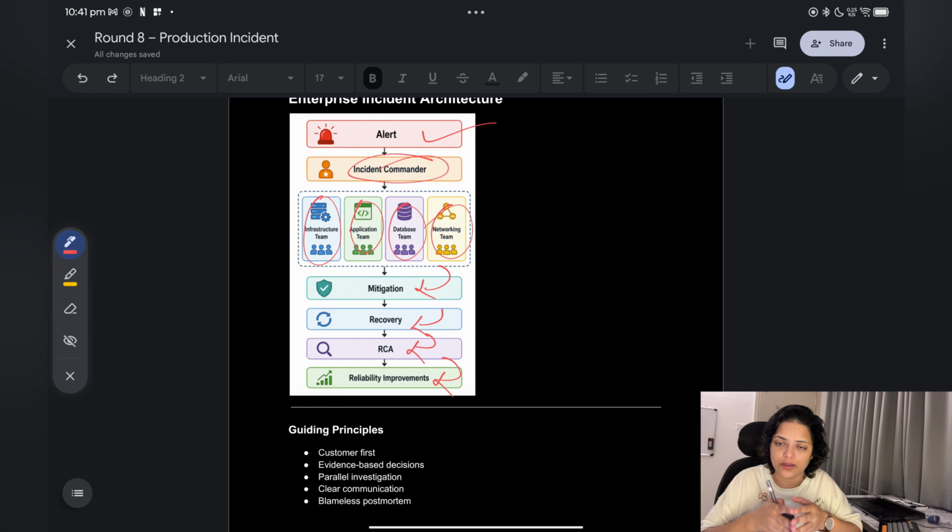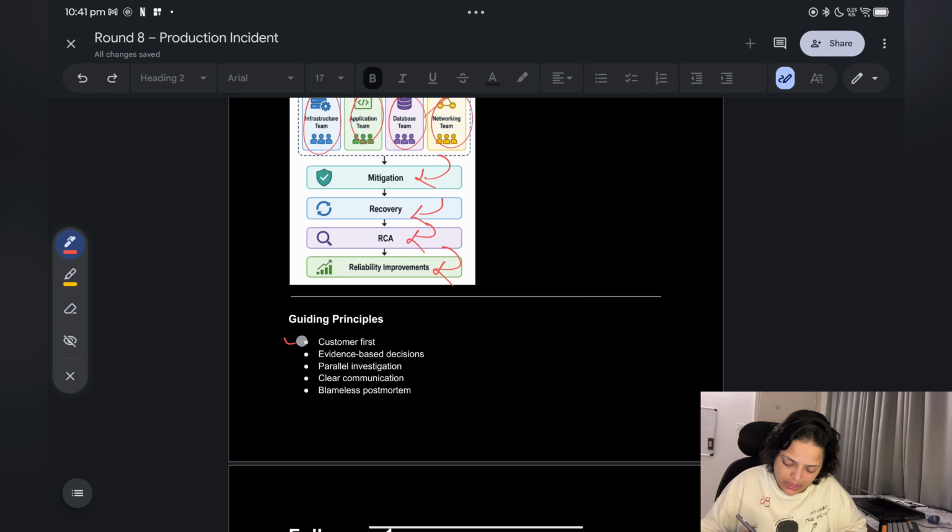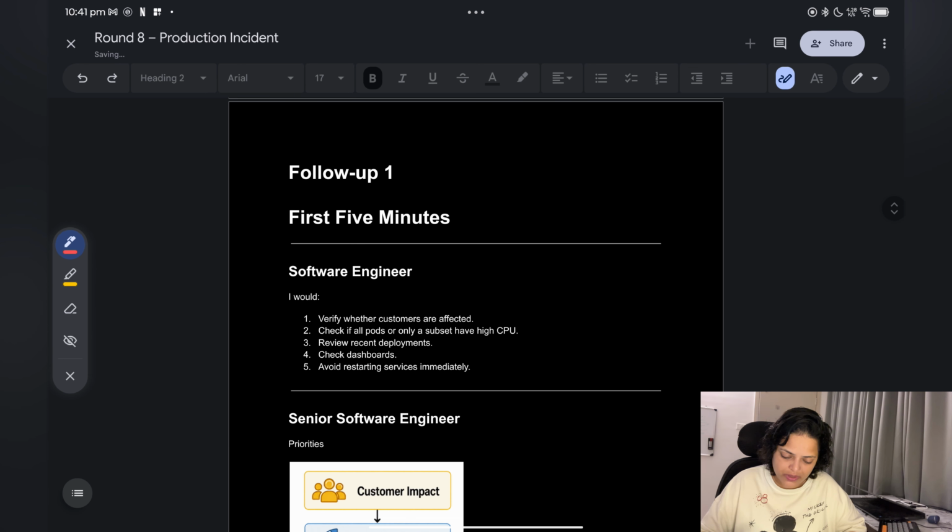So now the guiding principles would be: customer first, evidence-based decision, parallel investigation, clear communication, and blameless postmortem. This is the important one. Okay. Now let's talk about a few follow-up questions here. We will be talking about 15 to 16 follow-up questions. The first question is: in the first 5 minutes, what will you do?